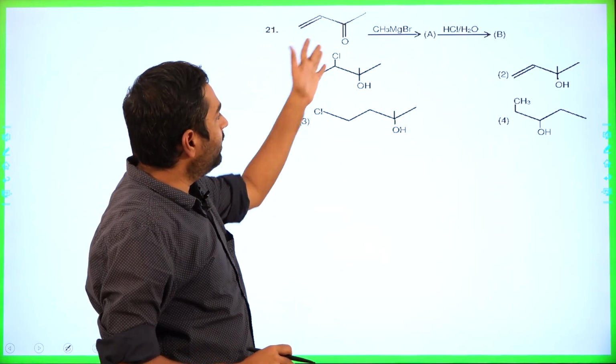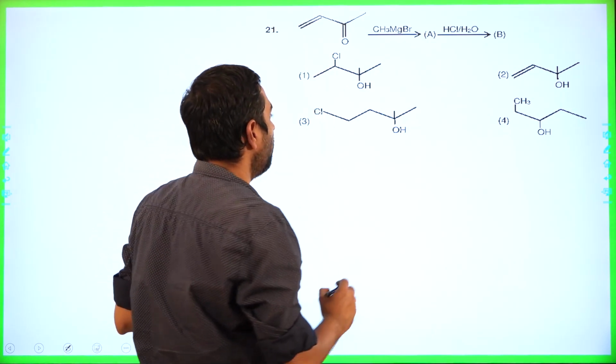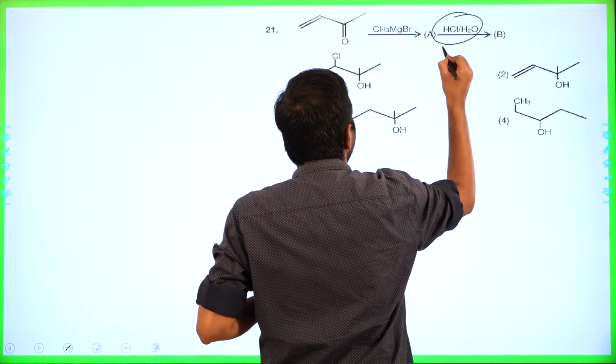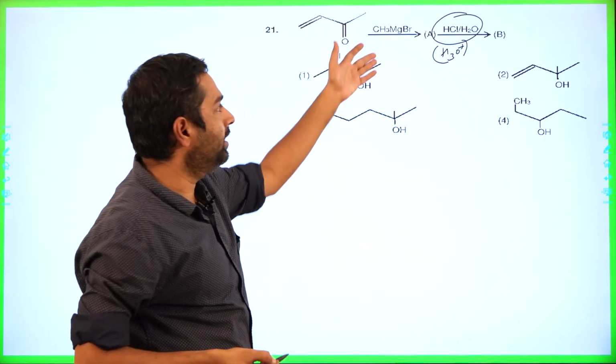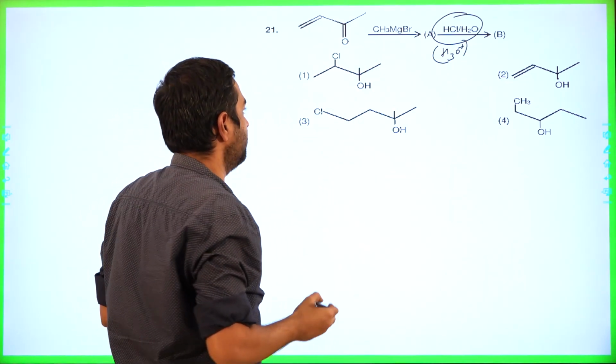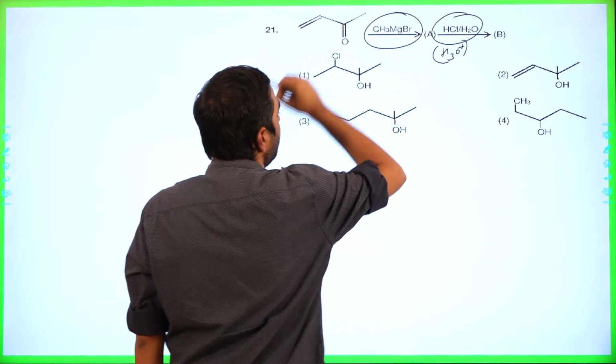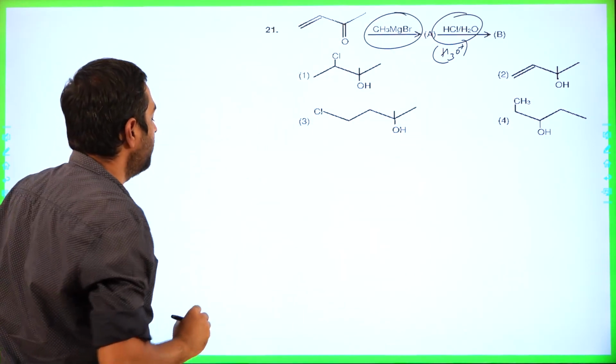21. Reaction of this fellow with Grignard followed by hydrolysis. So this can be understood as simply H3O+. No need to fuss about it. It is directly H3O+ in this particular case. So we are going to be hitting it with Grignard reagent in this case. Let's talk about the principle used over here.